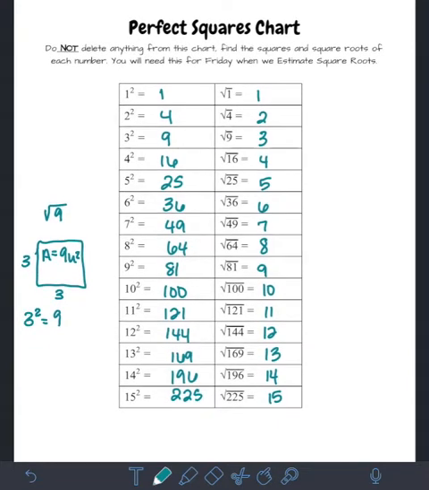However, there are situations where you are going to have numbers that fall in between here. Actually, let me go further down. So you're going to have numbers that fall in between here, like the square root of 5, the square root of 6, the square root of 7, the square root of 8. They all fall in between these two numbers right here.